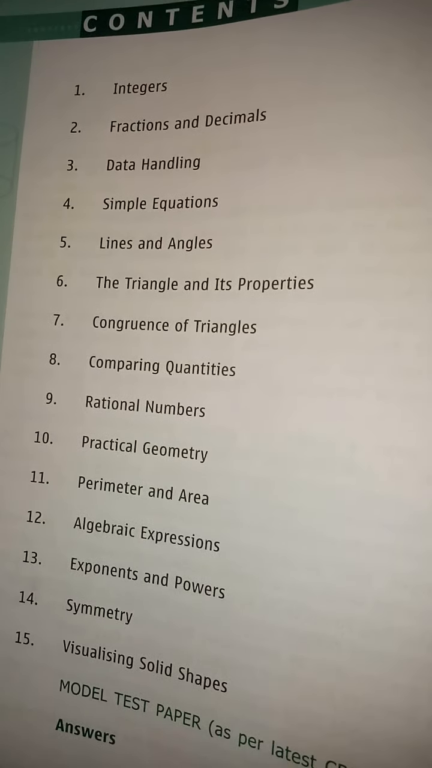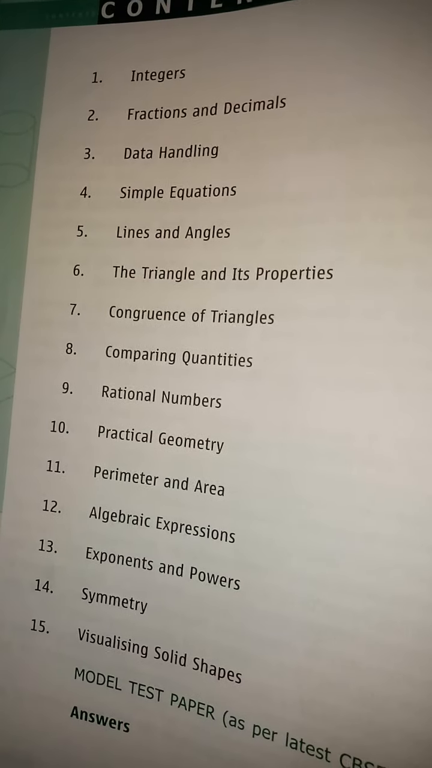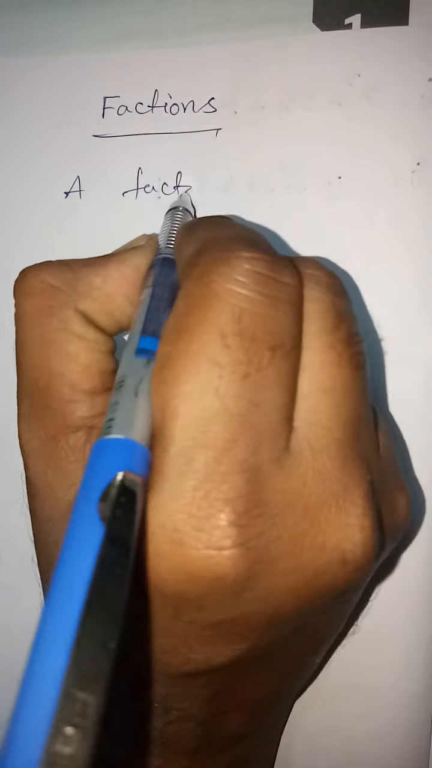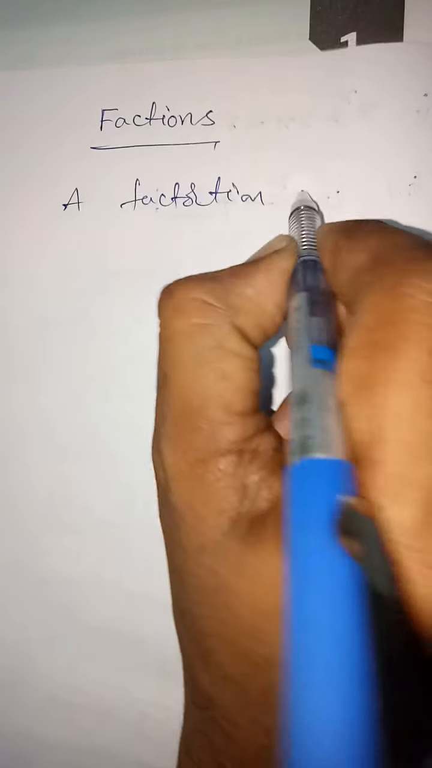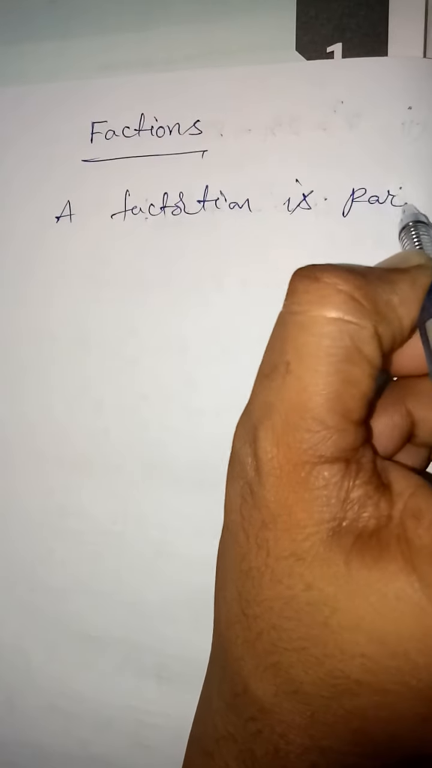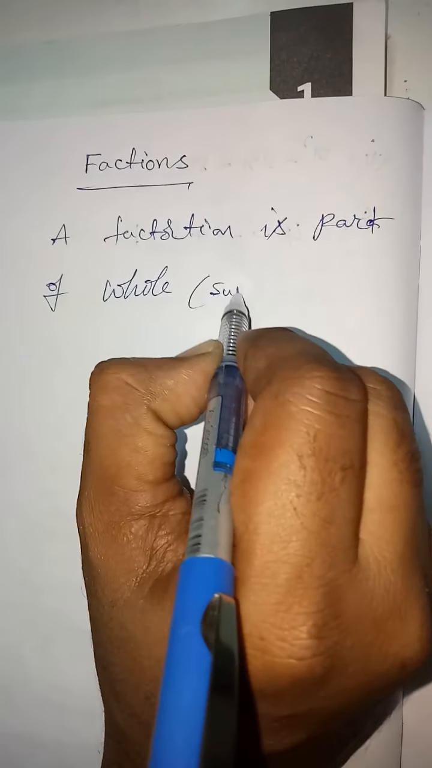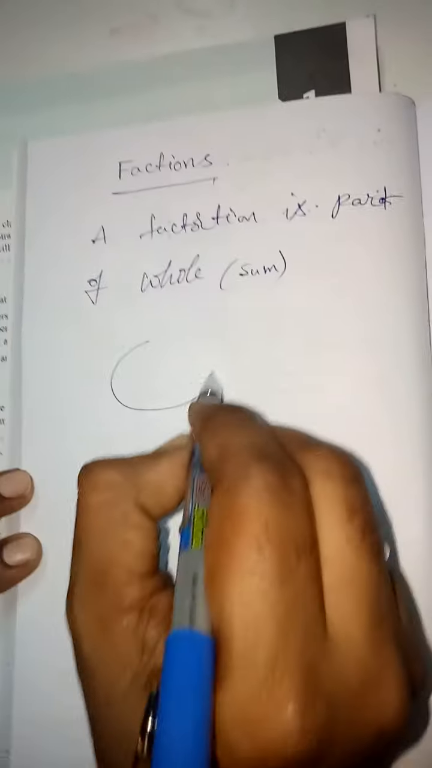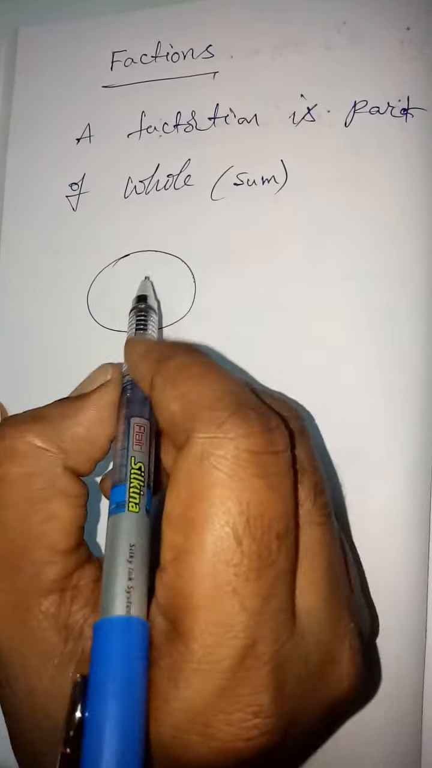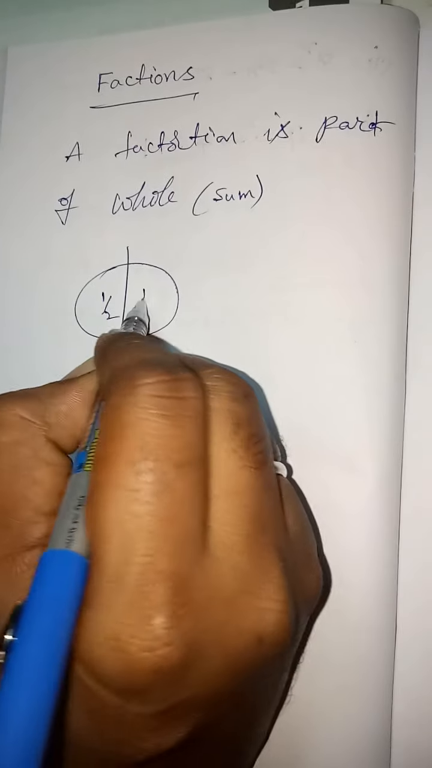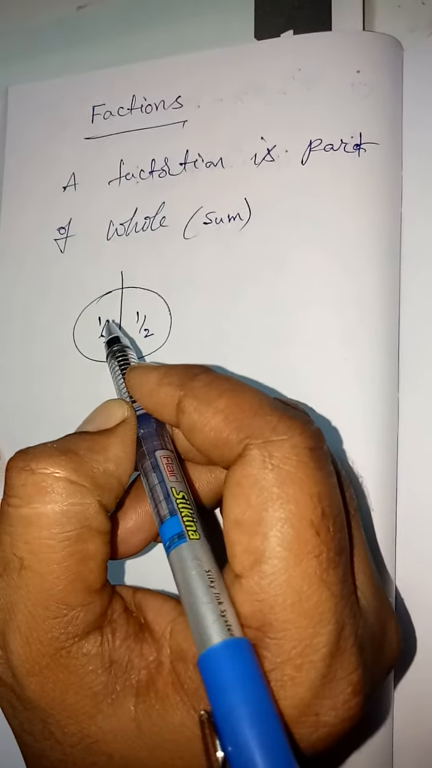Let us start with fractions. A fraction is a part of a whole. Whole means sum. For example, this total part divides into two parts. Each one is 1 by 2, 1 by 2.